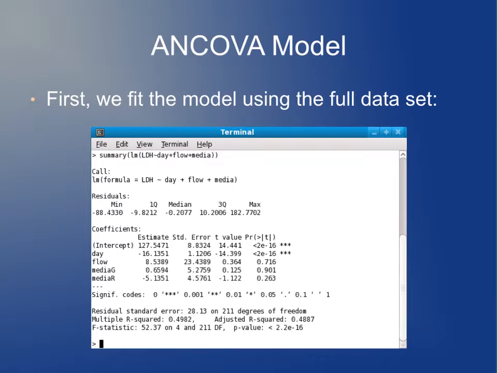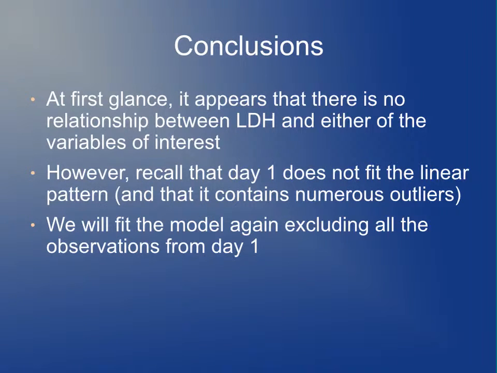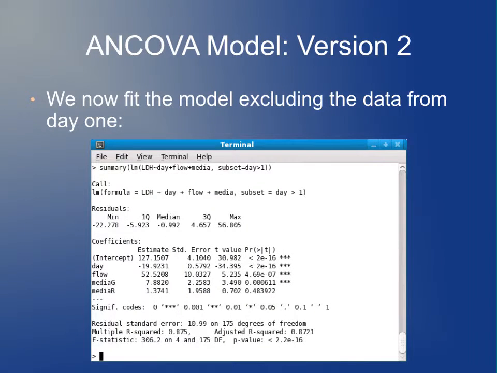And you look at this big model, and it looks like the experiment's kind of a bust. There's an effect of day. Well, okay, who cares? We don't see any effect of flow or media, which was what we were really interested in. But like I said before, day 1 doesn't fit the linear pattern. It has tons of outliers that may be skewing our results. Let's just scrap day 1 and try this again.